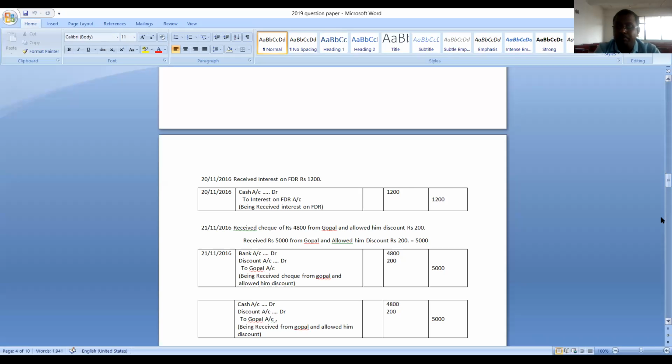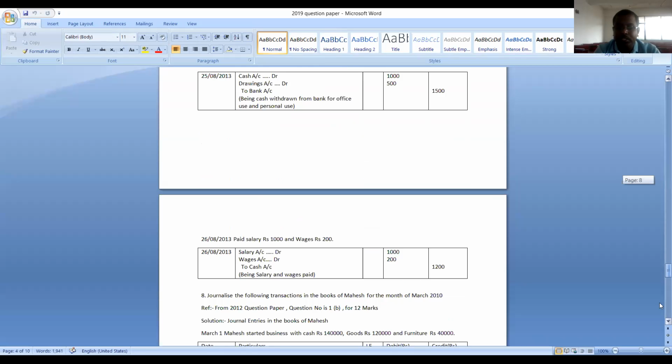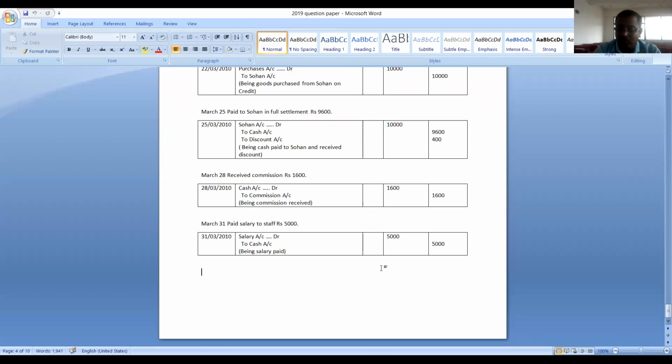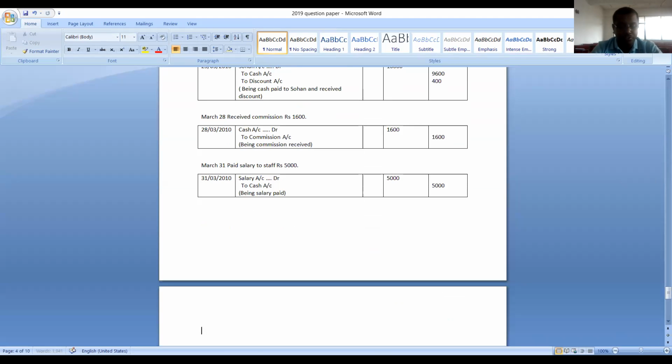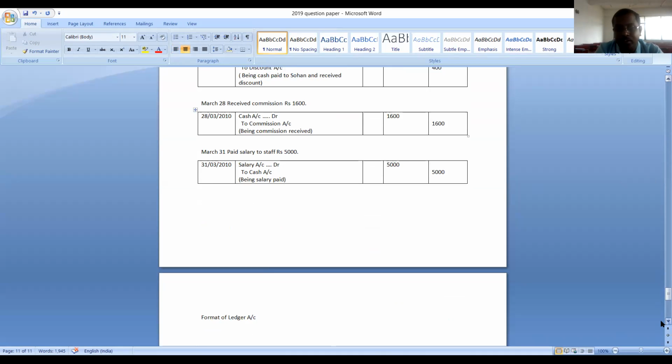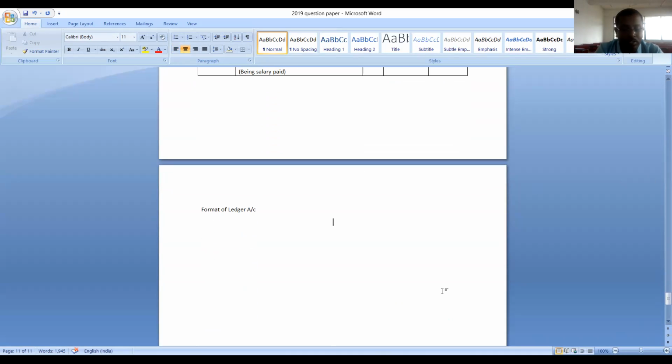Now I will show you how to prepare this ledger account. So we are working on the format of a ledger account. Before making the format of a ledger account, first you should write the name of the account in the middle of the line.